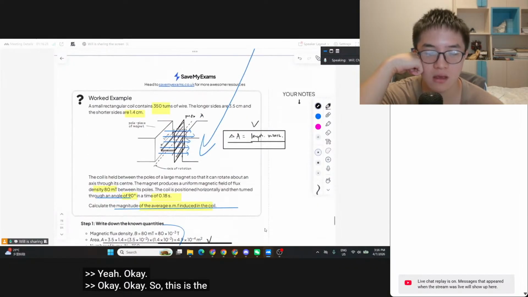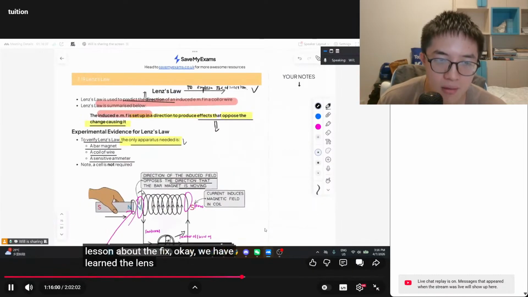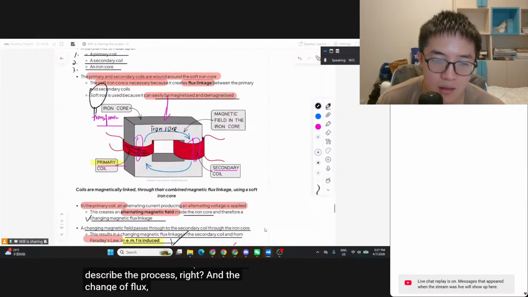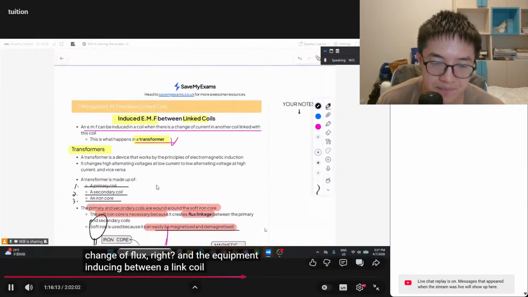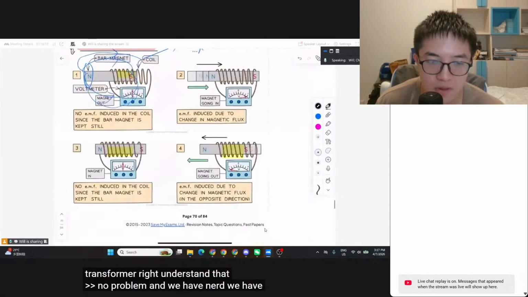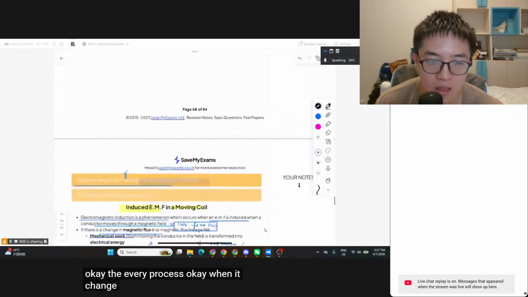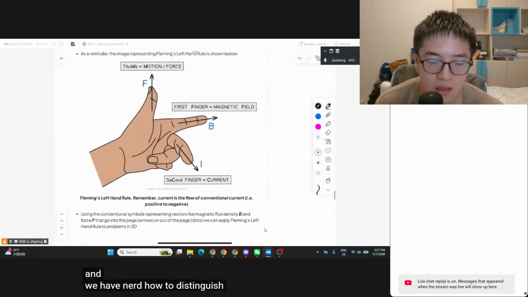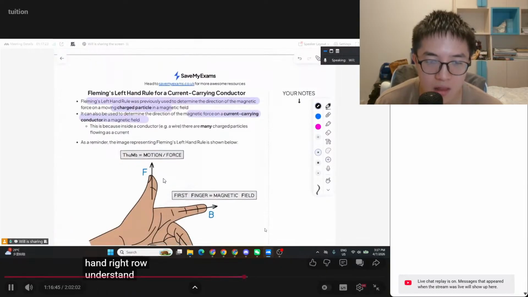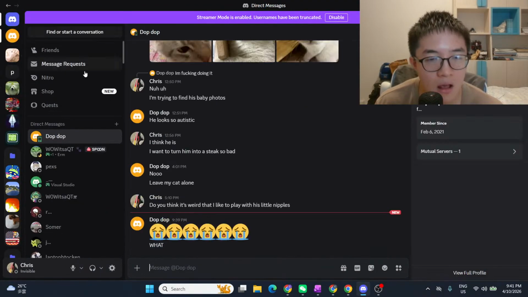So this is today's physics lesson, and a quick review. In today's lesson we have learned Lenz's law, Faraday's law, and how to calculate and describe the process and the change of flux, and the induced EMF between the coils. That is the transformer, right? We have learned the induced EMF in every process when there is a change. And we have learned how to distinguish Fleming's left hand rule and the right hand grip rule. So let's continue to talk about the next topic.